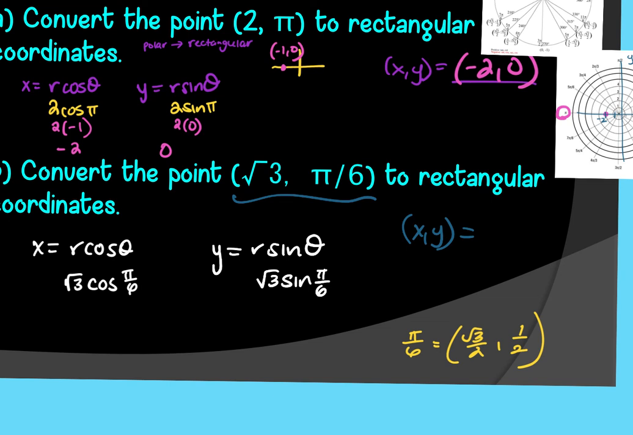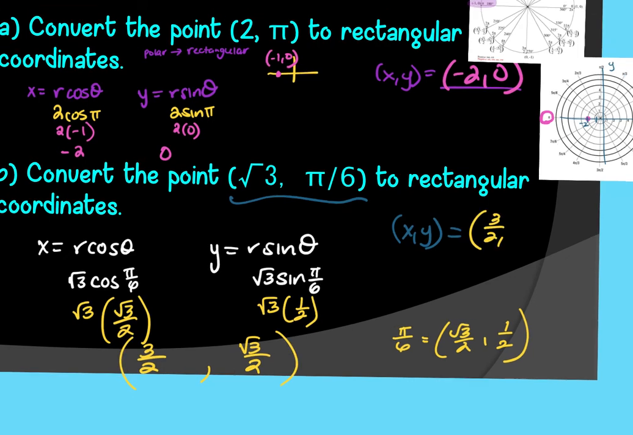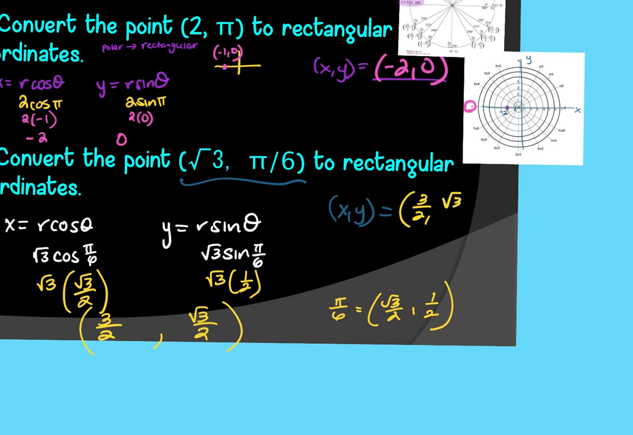What's the X on here? So what's the cosine? Square root 3 over 2. What's root 3 times root 3? 3. So this is 3 over 2. And then the sine at pi over 6? 1/2. So this is root 3 over 2. And then that's my coordinate point. You can either write it as 3 over 2 or 1/2. It doesn't matter. But then the root 3 over 2 is going to keep exact.